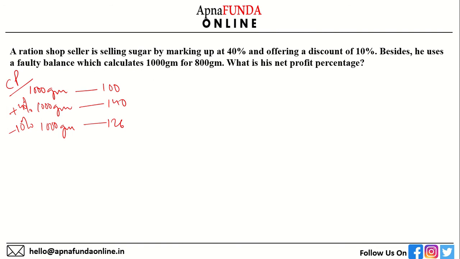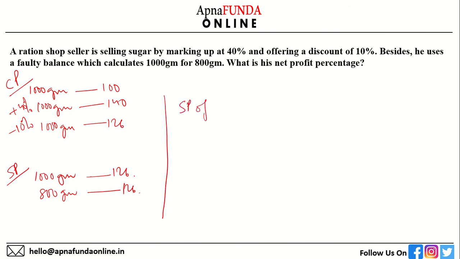But he is selling by using a faulty balance. So the selling price should be 1000 grams for 126, but the customer is getting 800 grams for 126. So the SP of 800 grams is 126. What is the cost price of 800 grams? It is 80. I hope you agree.